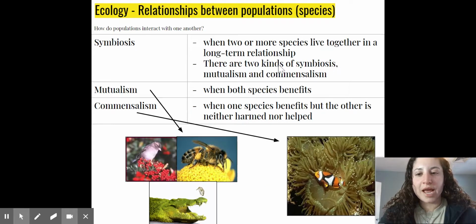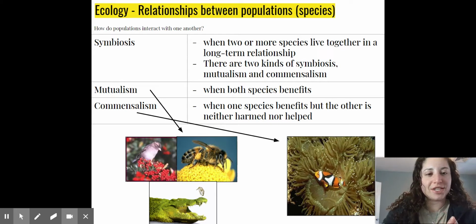So now we're looking at something called symbiosis. And symbiosis is when two or more species live together in a long-term relationship. And then there's two types of symbiosis. So again, two species are living together in a long-term relationship. One type of symbiosis is mutualism, and this is when both species benefit.